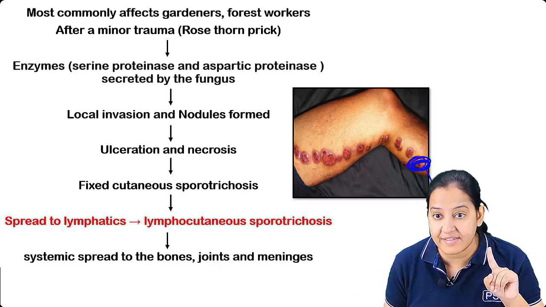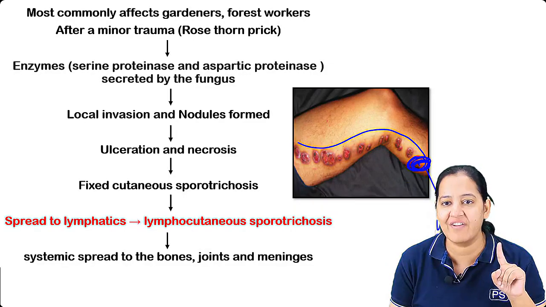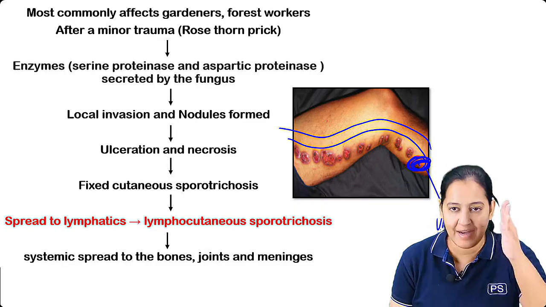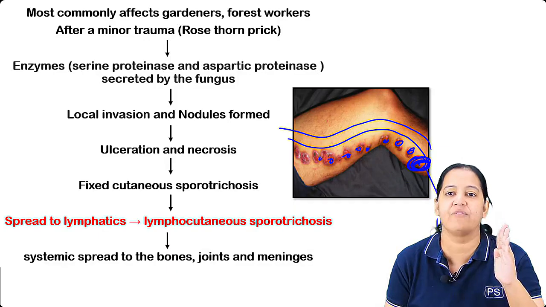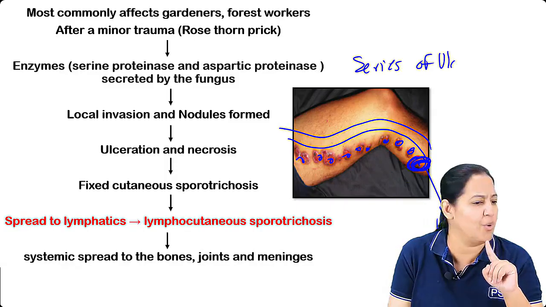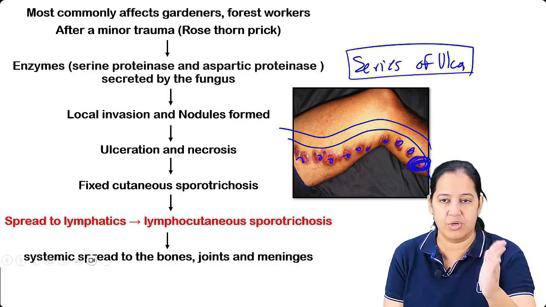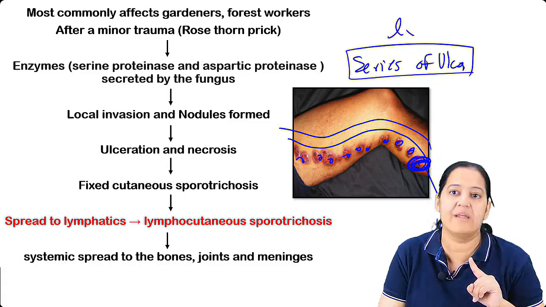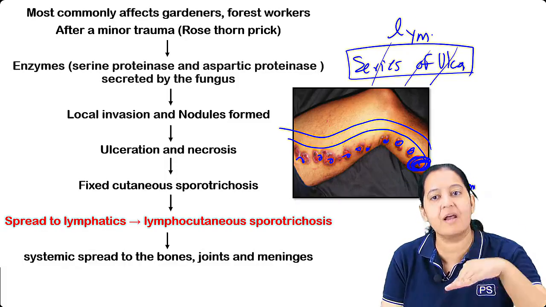After that, it enters the lymphatics. Very unique. It enters the lymphatics and travels along the lymphatic. And at certain distances, it produces multiple ulcers. It is known as a series of ulcers. No other fungus does so. It produces a series of ulcers one by one: 1, 2, 3, 4, 5, multiple ulcers along the lymphatics. Say the complete thing: it produces a series of ulcers along the lymphatic.